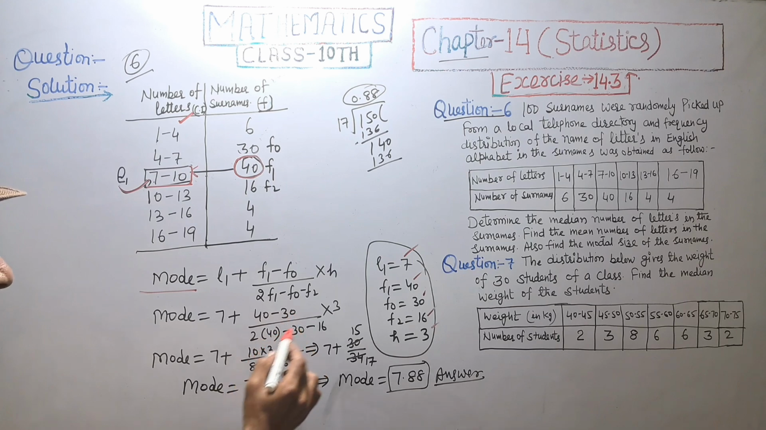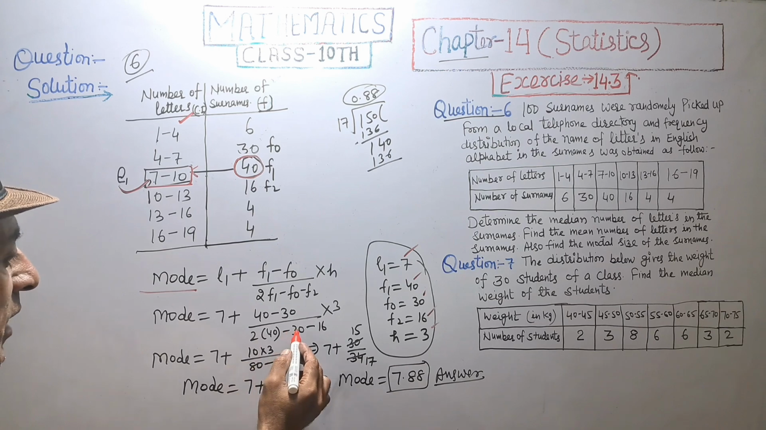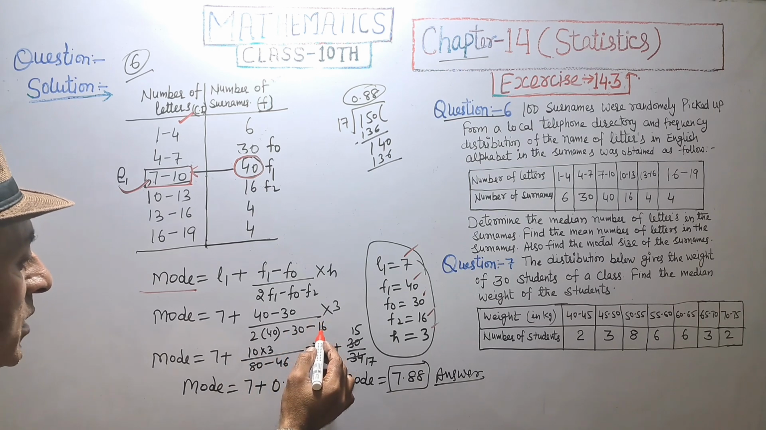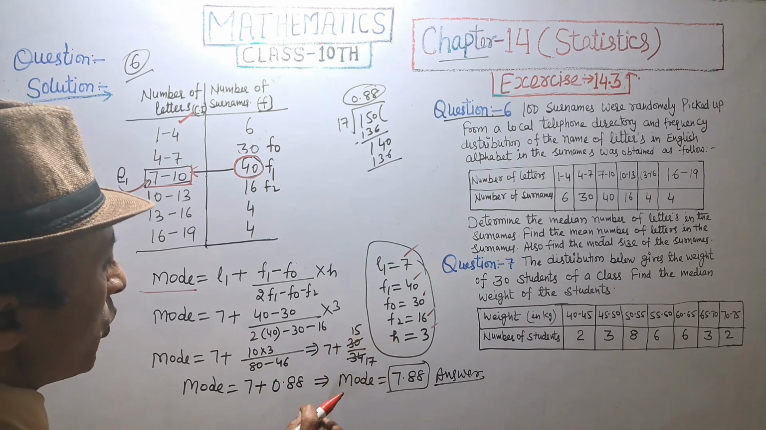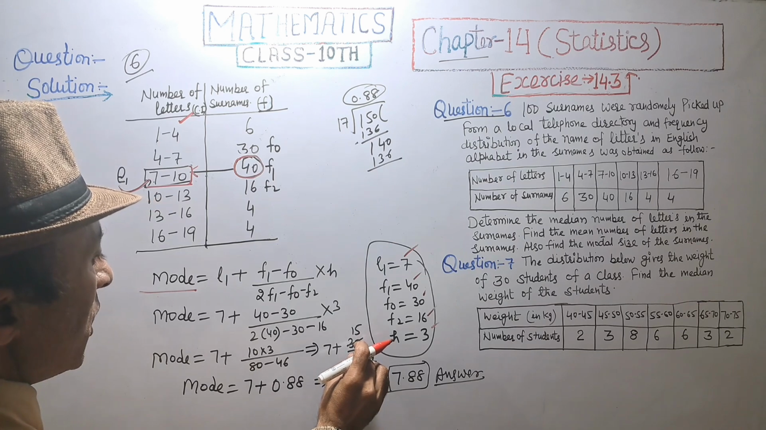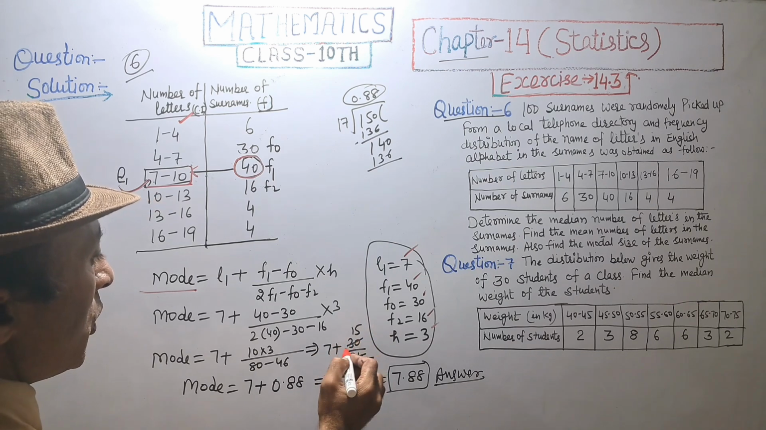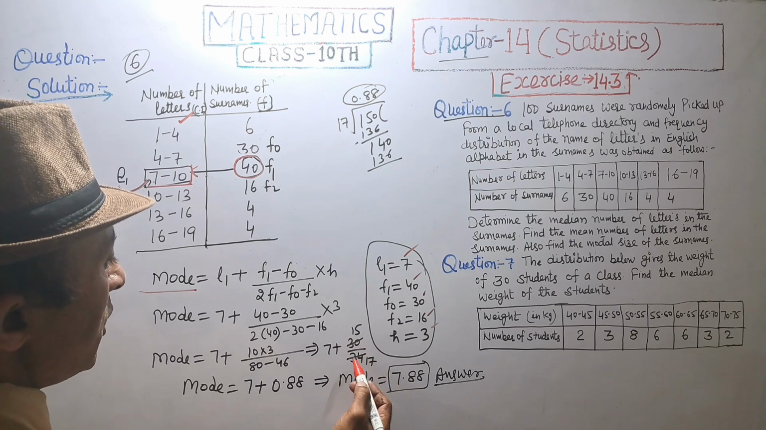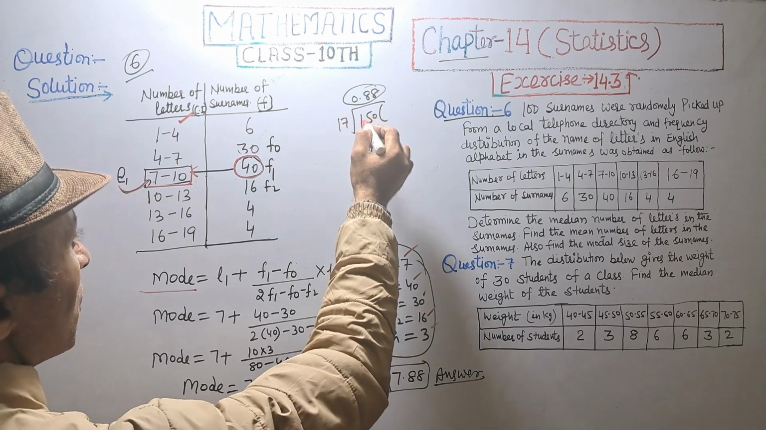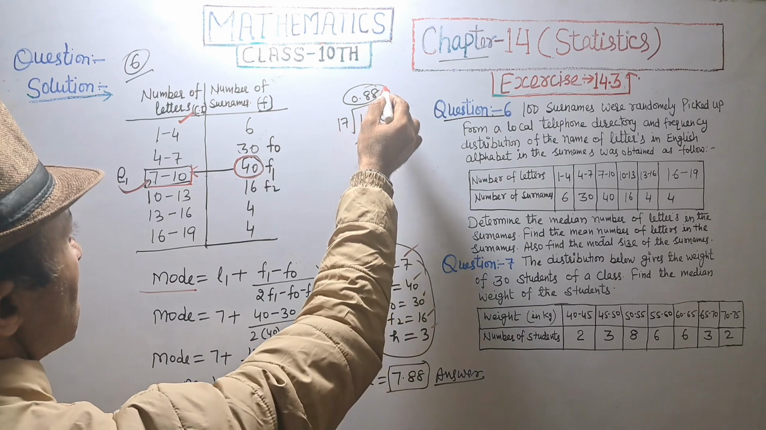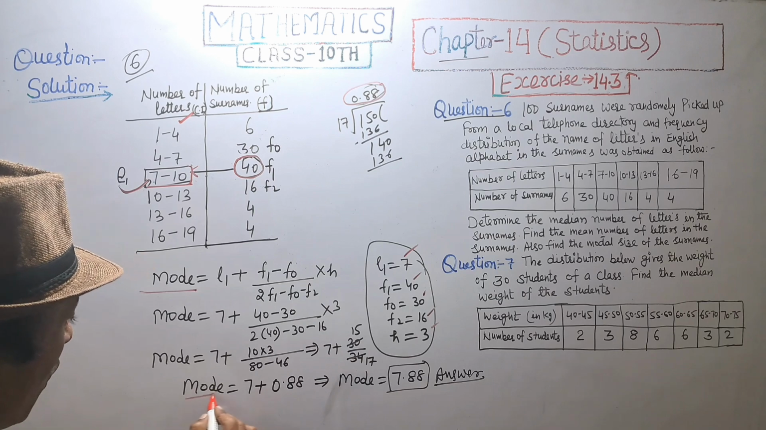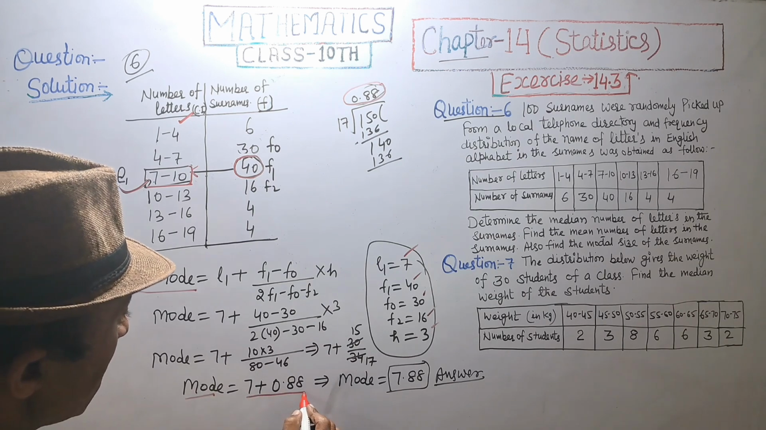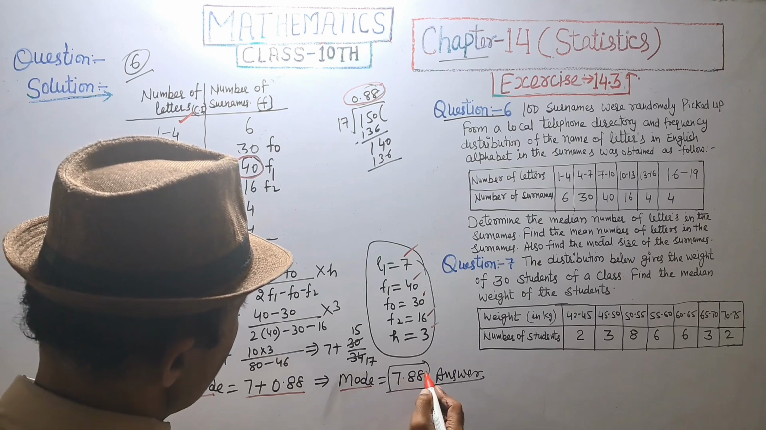40 minus 30, that is 10, 10 multiplied by 3. 2 fours are 80, minus 30 plus 16, that is 46, and 80 minus 46 is equal to 34. 30 divided by 34: 15 2s are 30 and 17 2s are 34. So 15 divided by 17 is 0.88 approximately. So mode is equal to 7 plus 0.88, mode equals 7.88.